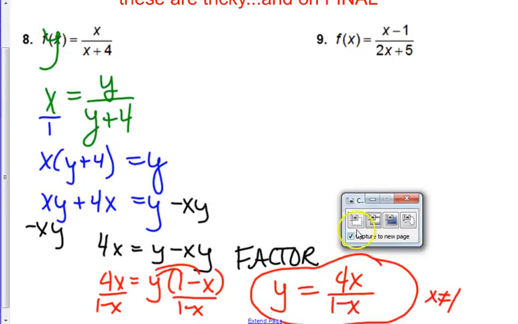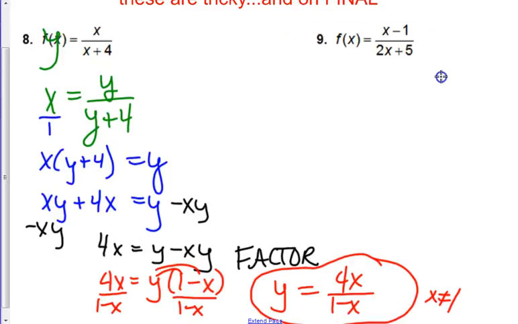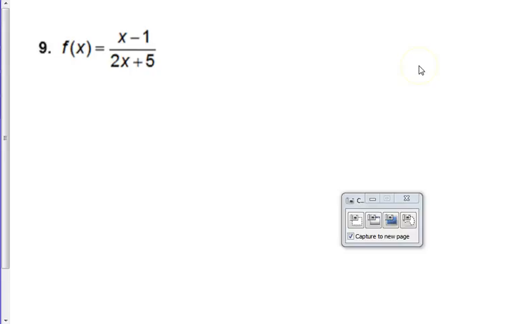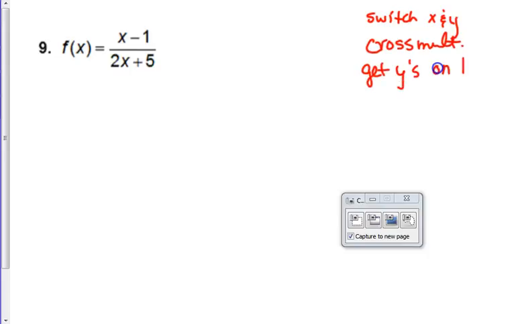All right, last one for the day. We're going to get through this number 9. I'm going to put it on a new slide so we have room. Is everybody okay, or do you need me to go back to that last slide? You just didn't understand. All right. This is what we're going to do. I'm going to write it over here in words, okay? We're going to switch the x and y. Then we're going to cross multiply or whatever you want to call it. And then we're going to get all the y's on one side and everything that doesn't have a y on the other side so that we can factor and divide.